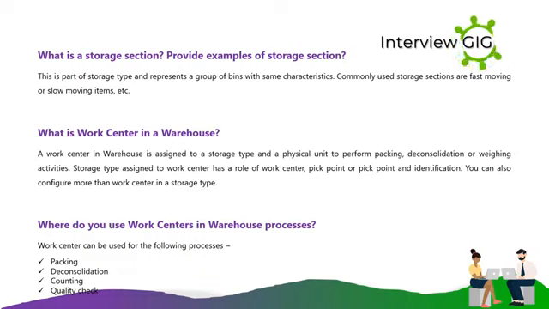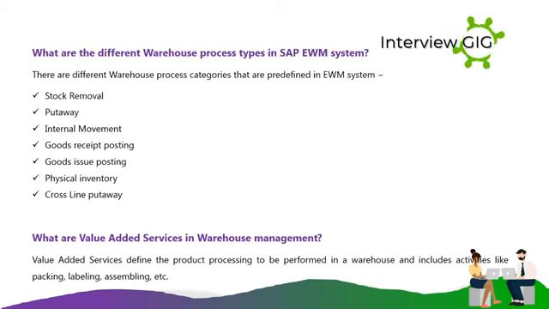Where do you use work centers in warehouse processes? A work center can be used for the following processes: packing, deconsolidation, counting, quality check. What are the different warehouse process types in SAP EWM system? There are different warehouse process categories that are predefined in the EWM system: stock removal, put away, internal movement, goods receipt posting, goods issue posting, physical inventory, cross-line put away.